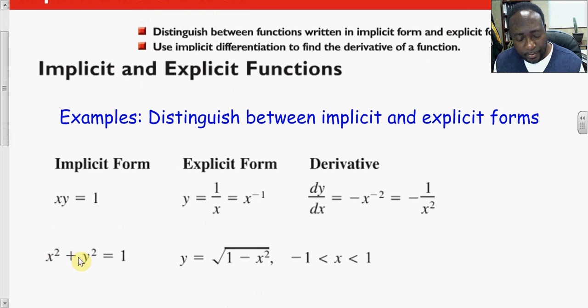Look at one of my favorite examples, x squared plus y squared equal to 1, a circle. Y is expressed implicitly. Here you can take that same equation, solve for y. Y is equal to the square root of 1 minus x squared, where x is on the interval from -1 to 1. And here y is said to be expressed explicitly.